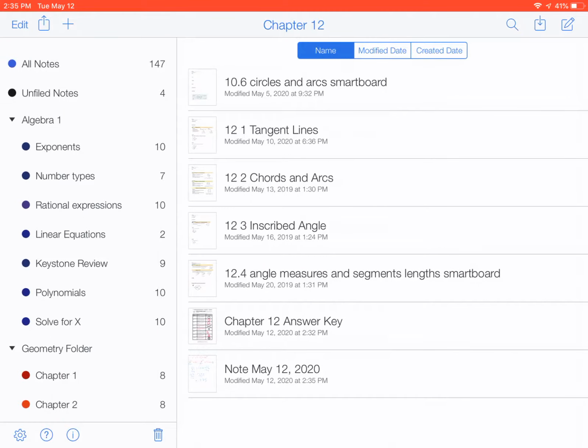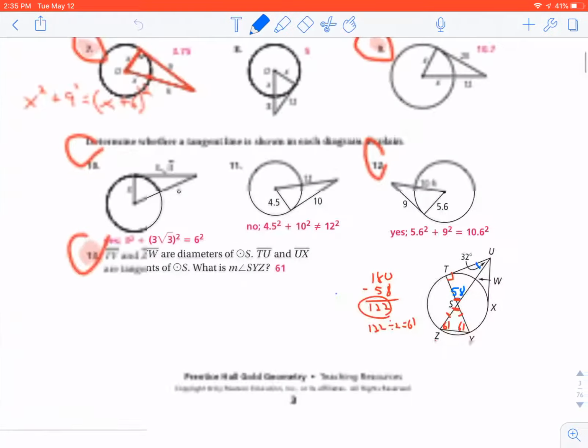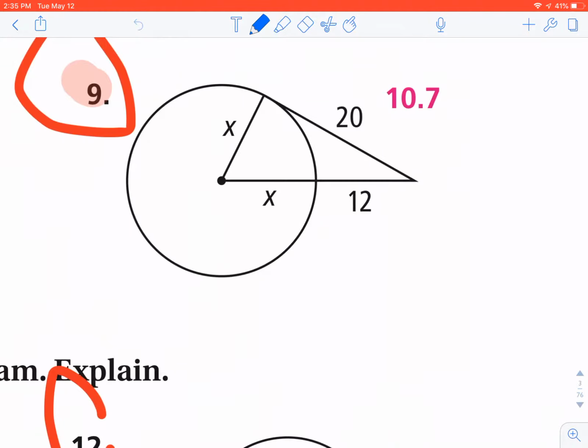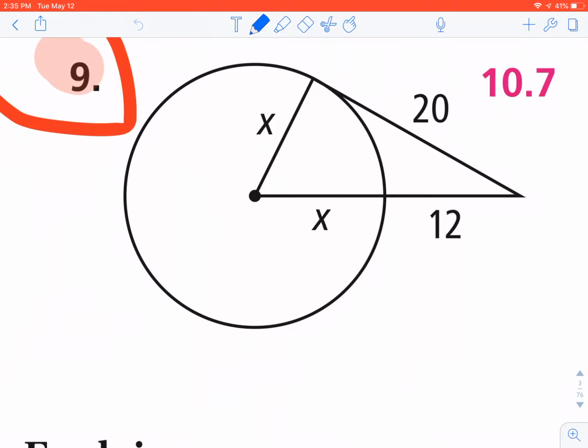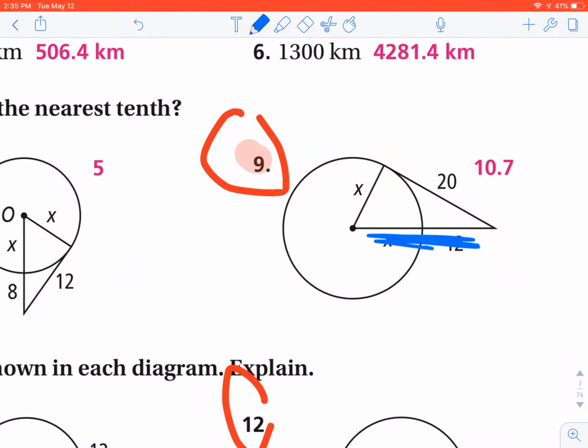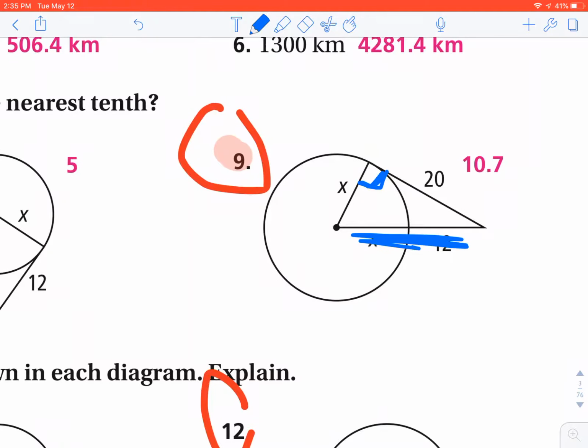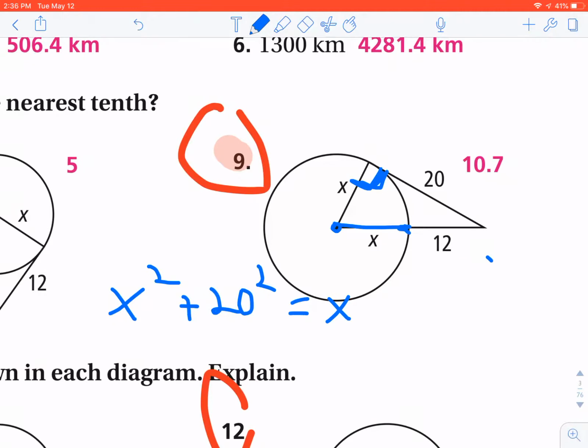Let's go back to number 9, the second question we had. It's the same exact setup. Again, I'm going to ignore the hypotenuse for a minute. That should be a right angle, there to tell you that that line is tangent. Nevertheless, you have your leg, x squared, plus your other leg is 20 squared. And when I pay attention to my hypotenuse, from here to here is x, and from here to here is 12. So I'm going to go back to my other page.